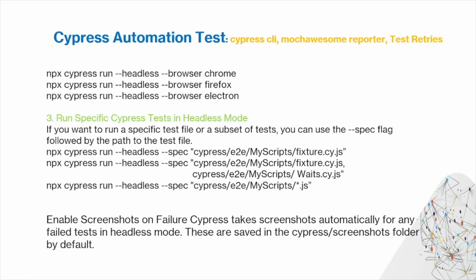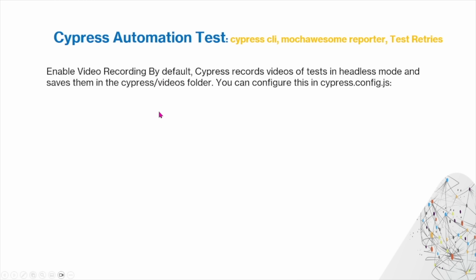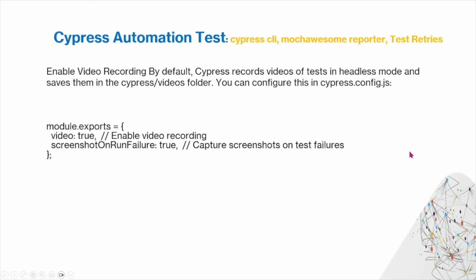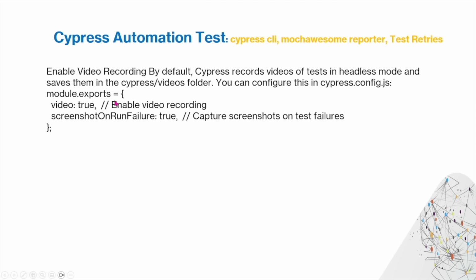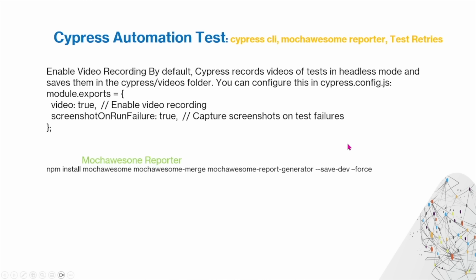You can also enable screenshots on failed Cypress tests, so that once it fails, it takes a screenshot automatically for any failed test in the headless mode. These are saved in the Cypress screenshots folder by default. You can also enable video recording. By default, Cypress records videos of tests in headless mode and saves them in the Cypress video folder. You can configure this in cypress.config.js. And in this one, this is how you can configure it.